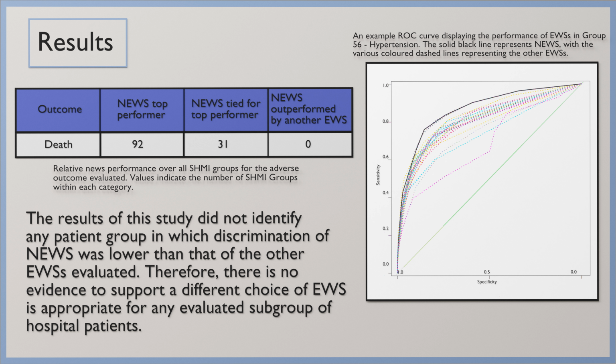The results of this study didn't identify any of the 123 evaluated diagnostic groups as being underserved through use of NEWS, as opposed to another published early warning score. NEWS was either the top performer or performed the same as other early warning scores within each of the diagnostic groups, and so there was no evidence that use of a different early warning score would benefit any of the patient groups analysed.